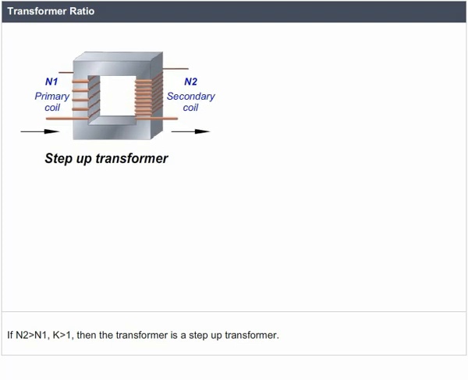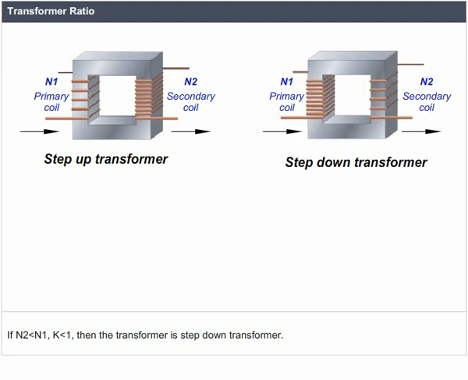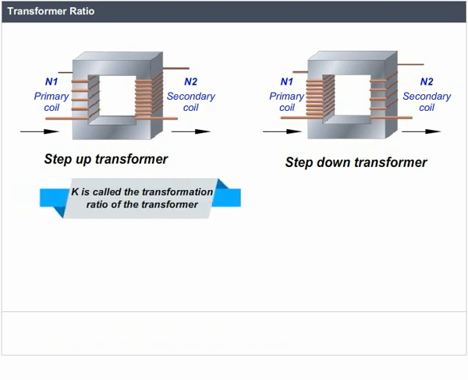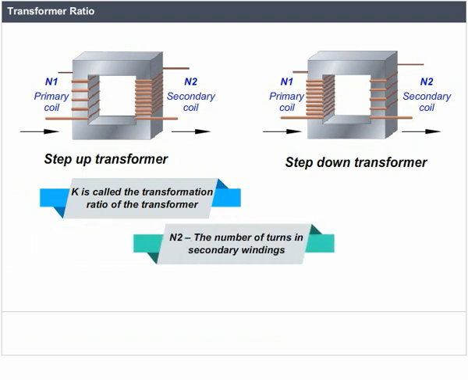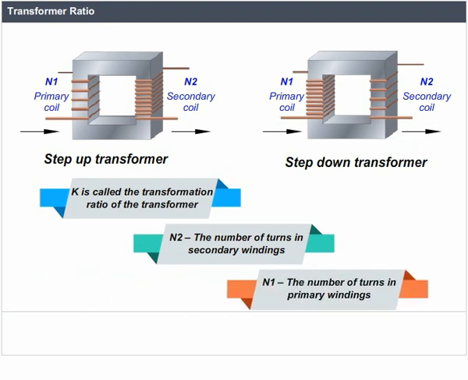Transformer ratio. If N2 is greater than N1, K is greater than 1, then the transformer is a step-up transformer. If N2 is less than N1, K is less than 1, then the transformer is a step-down transformer. K is called the transformation ratio of the transformer. N2 is the number of turns in secondary windings. N1 is the number of turns in primary windings.